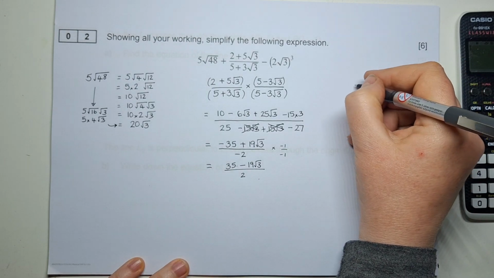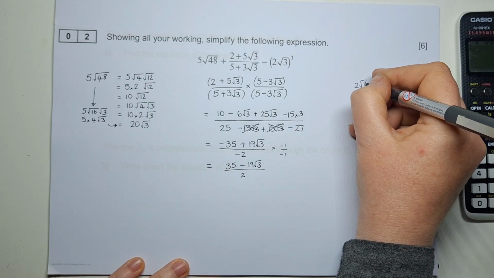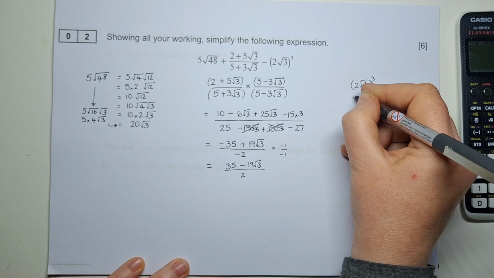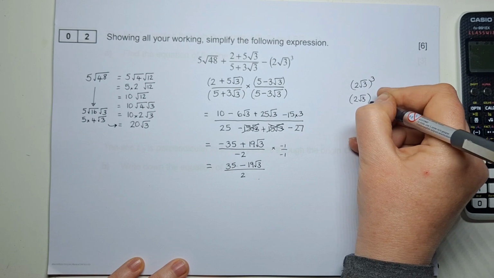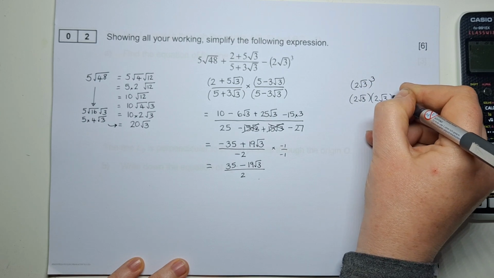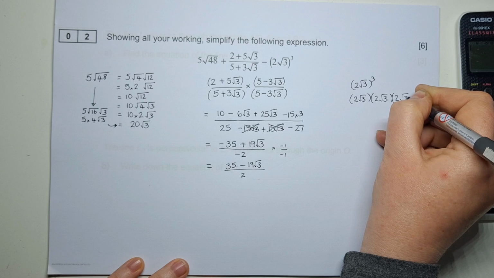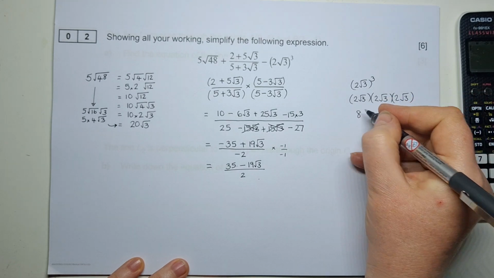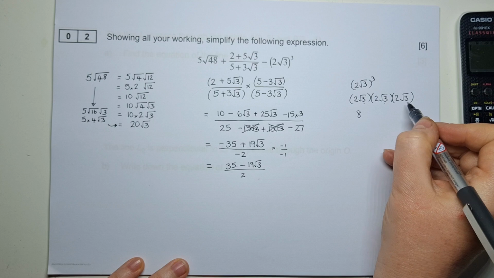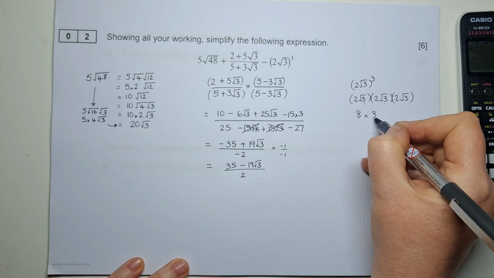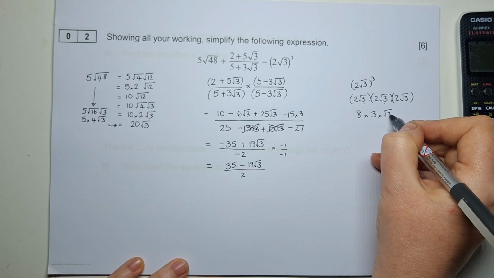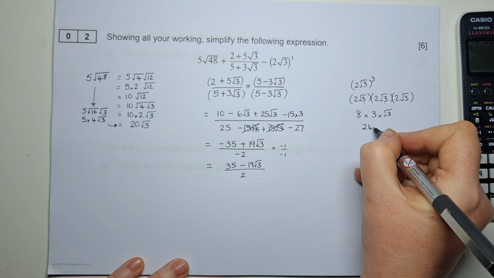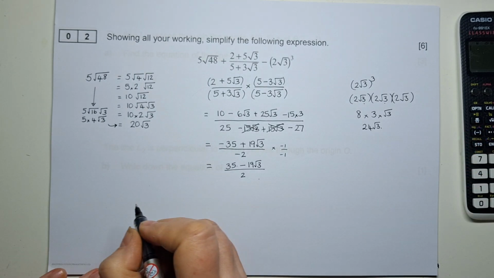The last term is 2 root 3 cubed. So 2 root 3 times 2 root 3 times 2 root 3. That's a 2 cubed, so that's 2, 4, 8. And then we've got the root 3 times the root 3, which makes a whole 3, times another root 3. So that's 24 root 3. Okay, so let's put all this together.